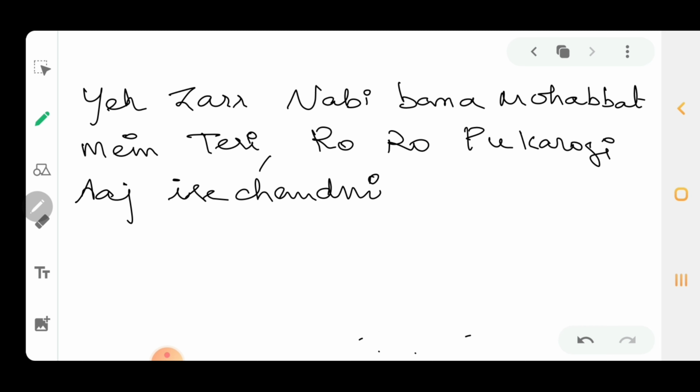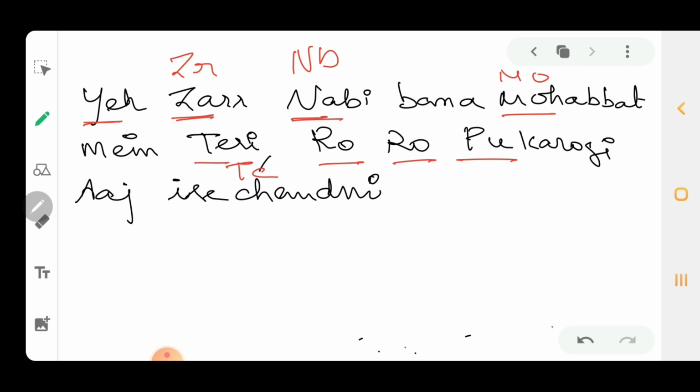If I am going to decode this mnemonic, see this Y stands for our yttrium, and then this Z stands for our zirconium, and then this Nb stands for our niobium, and then this stands for our molybdenum, and then this stands for our technetium, and then this stands for our ruthenium, and then this stands for our rhodium, and then this stands for our palladium, and this is our silver, and finally this stands for our cadmium. Okay, hope you understand the period 5 and the mnemonics.